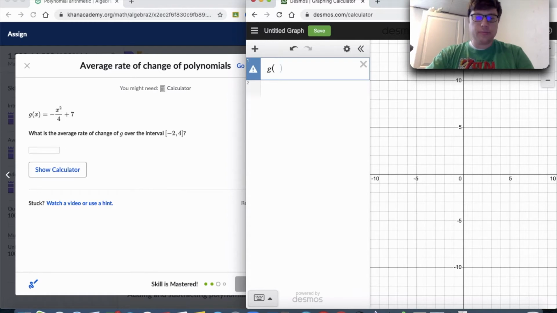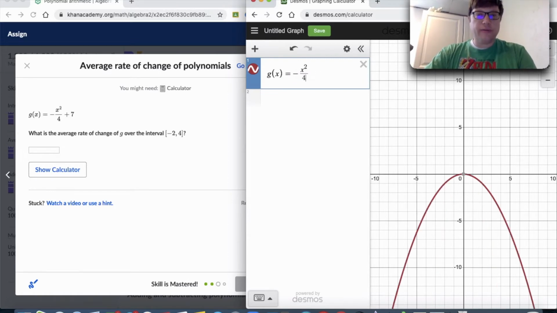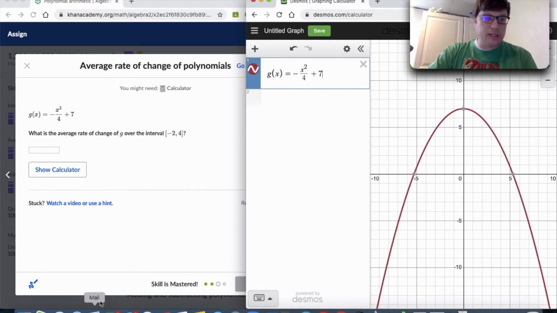Oh, my keyboard is broken. -x. I have to switch hands. Oh, get that out of the way. Divide by 4 plus, oh my goodness. Yeah, my keyboard's busted. That's fun.